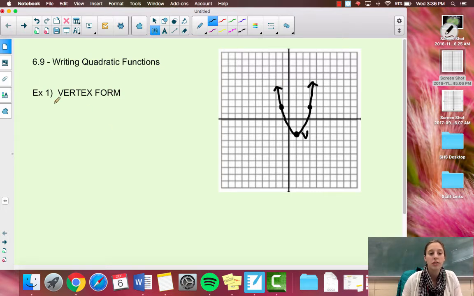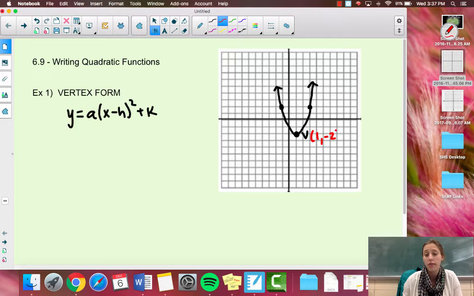So remember, it says vertex form, which you have to know that form. So first, vertex form is y equals a times (x minus h) squared plus k. So remember, h and k come from the vertex, and then a we have to find. So if we know our vertex right away, so we said this was at 1, -2, all we have to do is plug this into h and k.